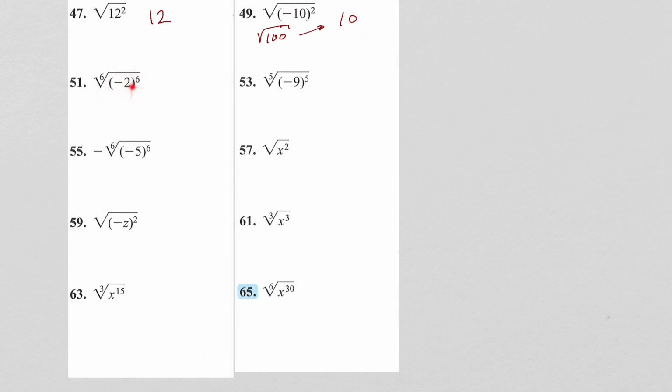So this is even. This is going to become positive because we're taking it to an even exponent. Then we take it back down. So this is just going to be 2. When you take something to an odd exponent, it becomes negative. So this will become a negative, whatever 9 to the 5th is. And then when we take it back down, it's still going to be negative. So this will be negative 9.